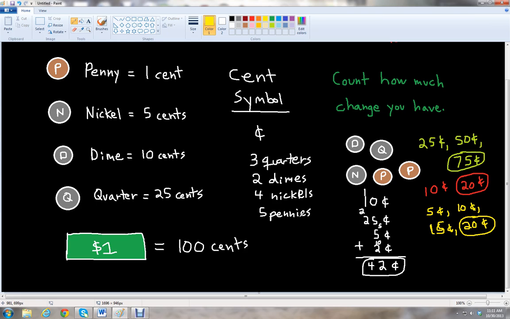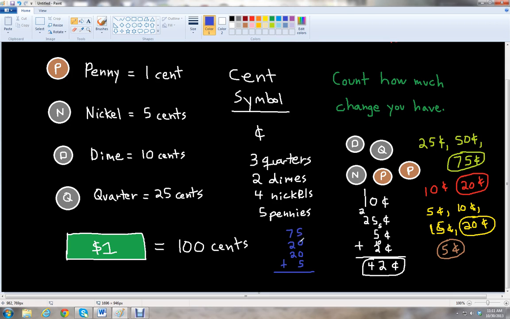And then last we have our 5 pennies. For the pennies, we have 5 cents altogether. 1, 2, 3, 4, 5. 5 cents. All of these numbers that we circle, we're just going to add them all up together and see how much change we have total. So we'll do 75, 20, 20, and 5. We'll add these up together.